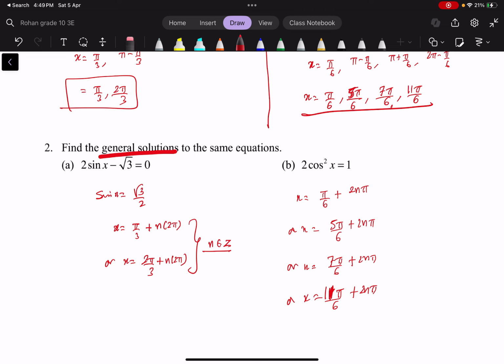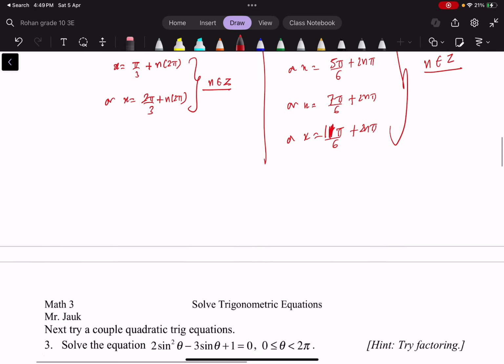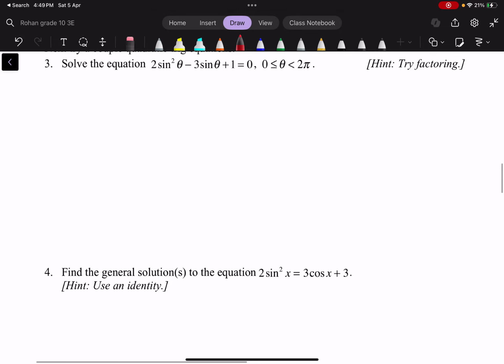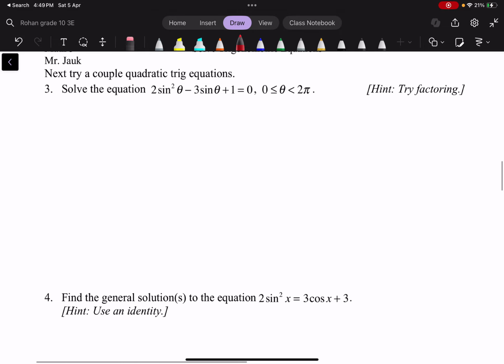You don't have to solve it further. We don't know n, so your general solution is always in terms of n. You just have to write plus 2 pi n, or however much the period is.